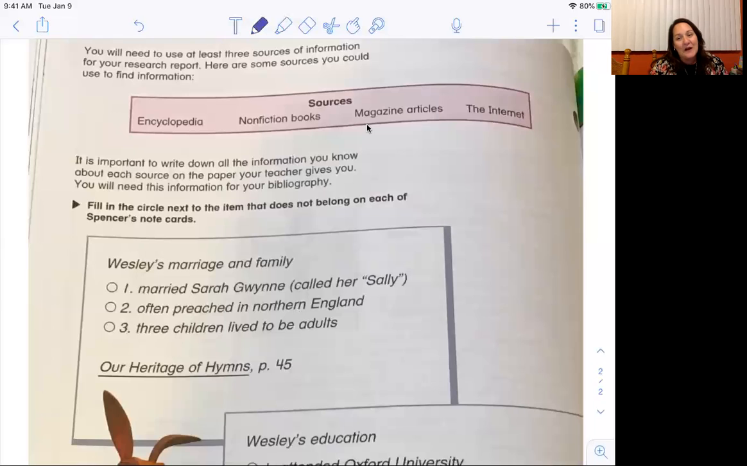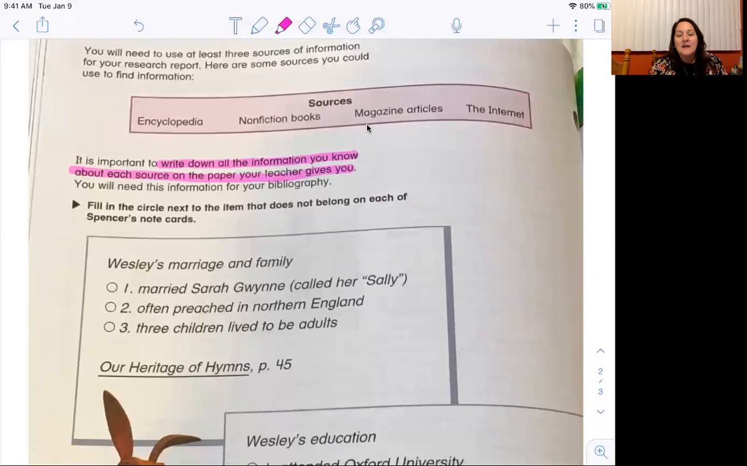Encyclopedia, which ours will be online, but that's okay. Nonfiction books, magazine articles, and the internet. It is important to write down all the information you know. This is super important. Write down all the information you know about each source on the paper the teacher gives you, or the spiral that you'll be writing in. You will need this information for your bibliography.